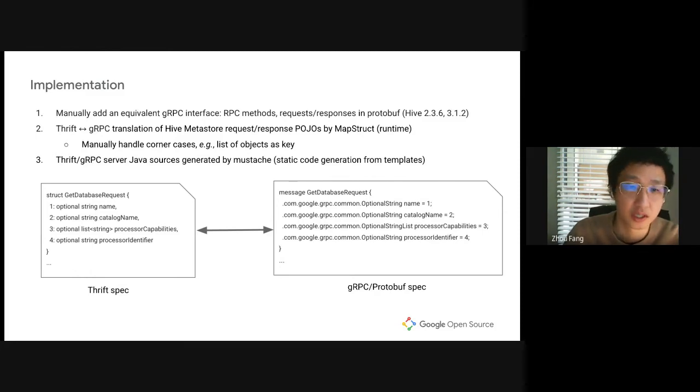The third step is that the proxy is listening on Thrift requests or listening on gRPC requests. So we need a Thrift server or gRPC server. And we don't want to write this server manually because it has hundreds of handler functions to write. So we use Mustache. It's a templating code generation tool, where we use a template to generate all the code at once. So with all those three steps, we can build the proxy.